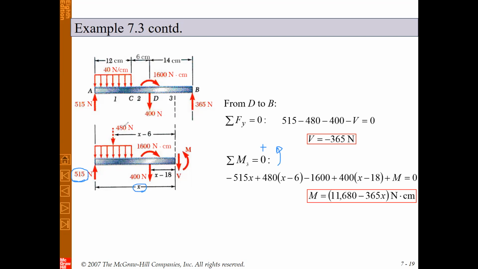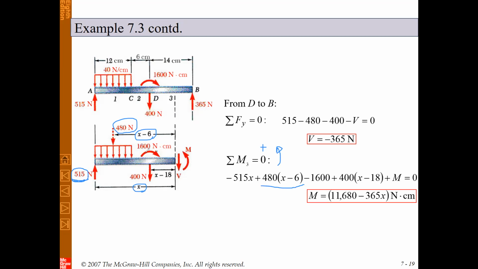Of course, sorry, about the direction here, we assume that counterclockwise is positive. So the moment due to this force is negative because it's in clockwise direction. We have another moment due to this force, 480 Newton multiplied by its arm, which is x minus 6, and its direction is counterclockwise. So this one is positive, 480 multiplied by x minus 6.